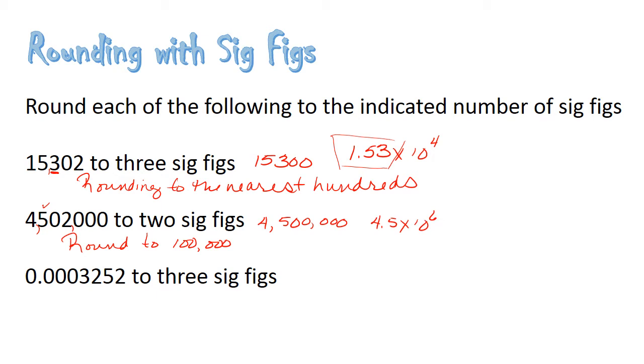Try this one. Round this number to 3 sig figs. I'm only interested in these first 3 digits. Would this work?